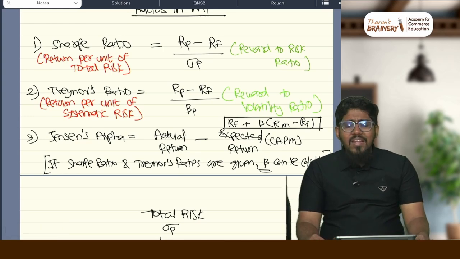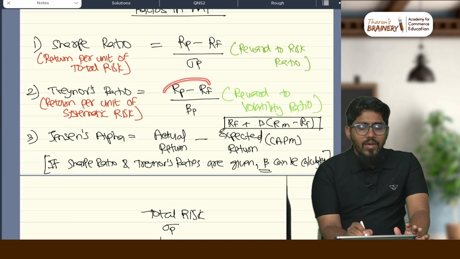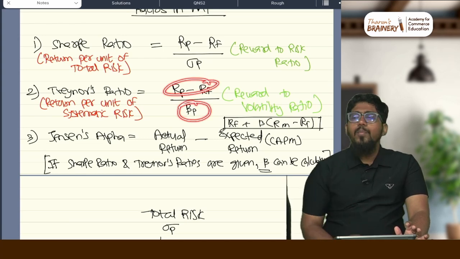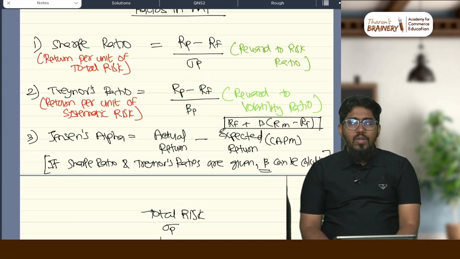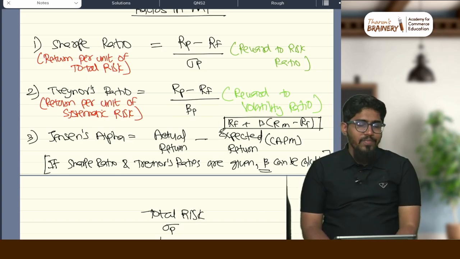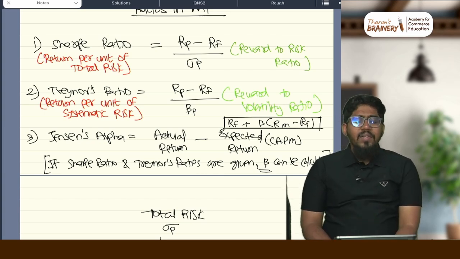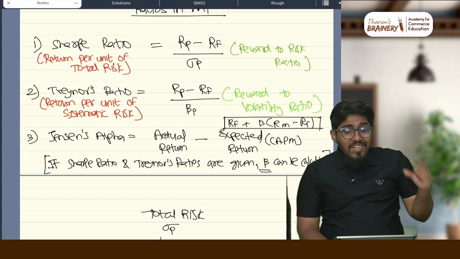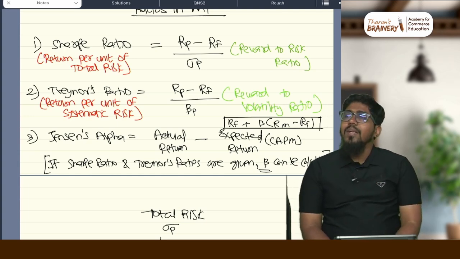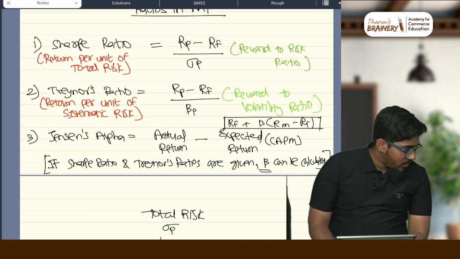Sir, what is Treynor ratio? Reward to volatility ratio. What is my reward to the beta of the portfolio? Remember this part: reward to risk ratio, reward to volatility ratio. MCQ question. Sharpe ratio is RP minus RF, return of portfolio minus risk-free rate, divided by the standard deviation of the portfolio. Treynor's ratio is return from the portfolio minus risk-free rate divided by beta of the portfolio. This much clarity you guys are having.